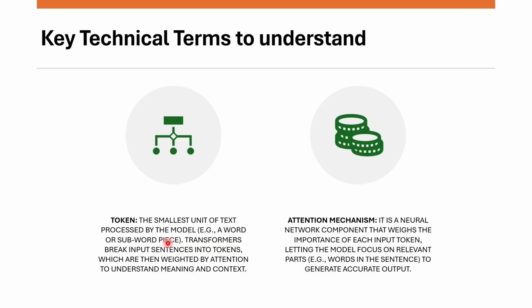Transformers basically break the input sentence into tokens, which are then weighed by attention to understand the meaning and context of it. And token is directly related to something called attention mechanism. And what is an attention mechanism? It is a neural network component that weighs the importance of each input token. So in the previous example, when I stated my name is Lalsa, each word will be considered as a single token. And the attention mechanism will try to weigh the importance of each word and it will give you an importance score. I will show it to you in the next slide with an example.